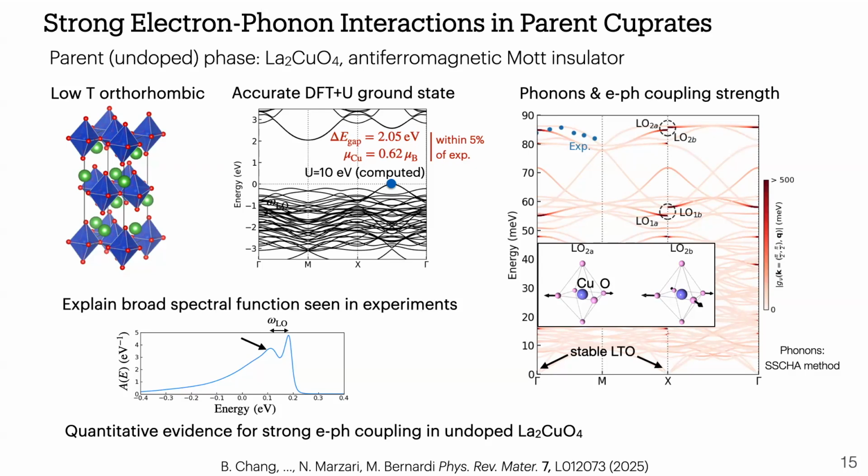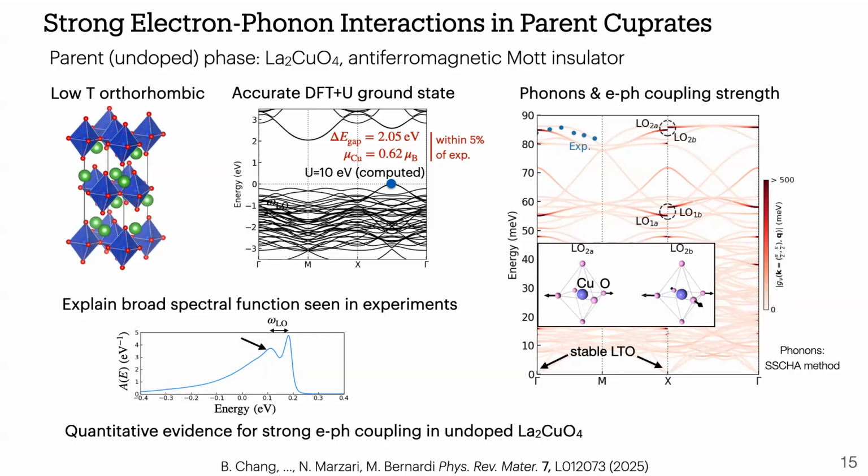Not much is known about the parent phase because it's difficult to describe, whereas the doped phase is a metal, so you can, to some extent, describe it in DFT. So with my former student, Benjamin Cheng, he did a very accurate DFT plus U calculation that correctly modeled both the band gap and the magnetic moment on copper. Very nice agreement with experiments.